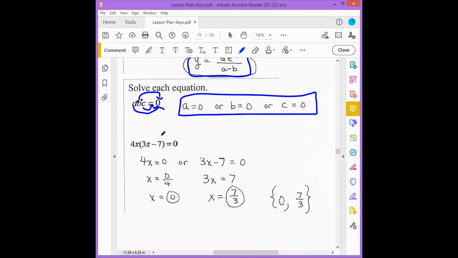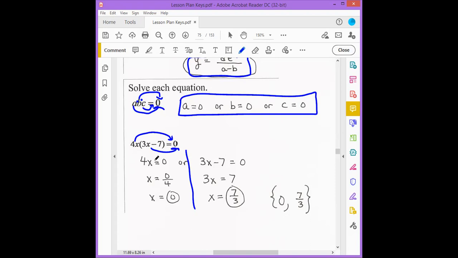To solve, again, we don't know which of these terms equals 0. So we're going to set each of them equal to 0. 4x, the term outside parentheses, could be equal to 0. Or 3x minus 7 could be equal to 0. After you set both of those terms equal to 0, you'll solve the equations to get your two possible solutions.